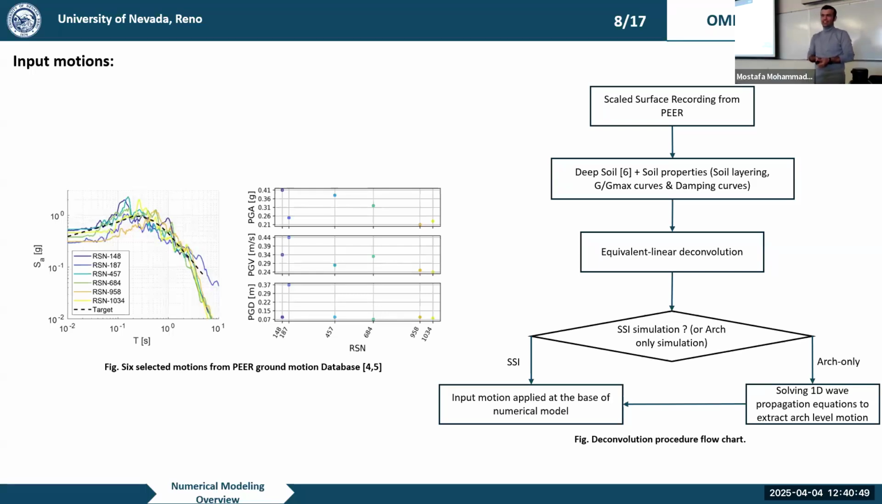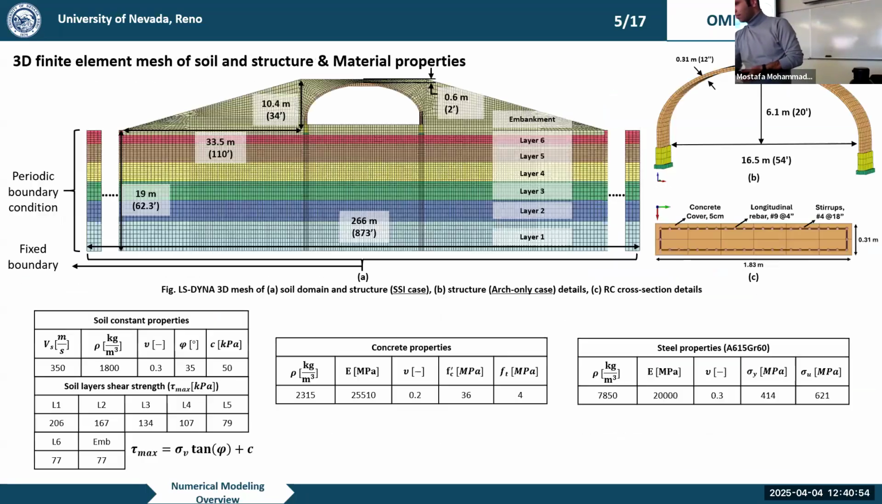Good question. Go back to slide 5. So that A615, that's for the steel reinforcement in that concrete, right? Yeah. How come you didn't use A706 for your reinforcement?